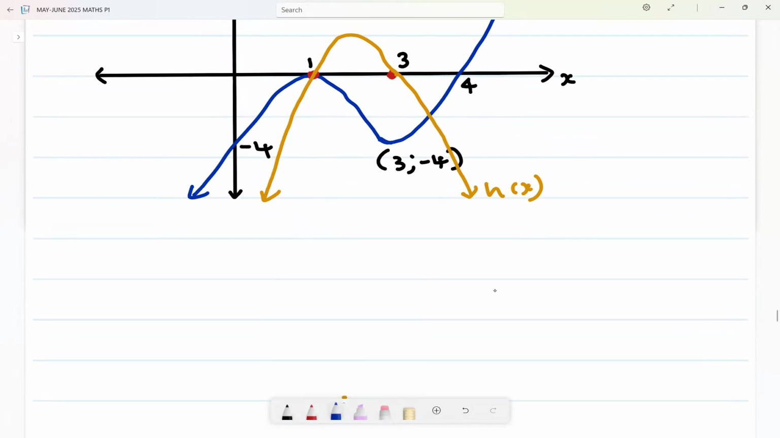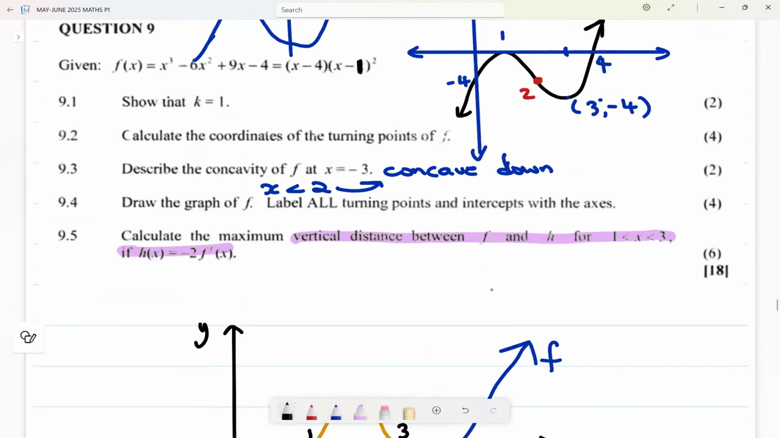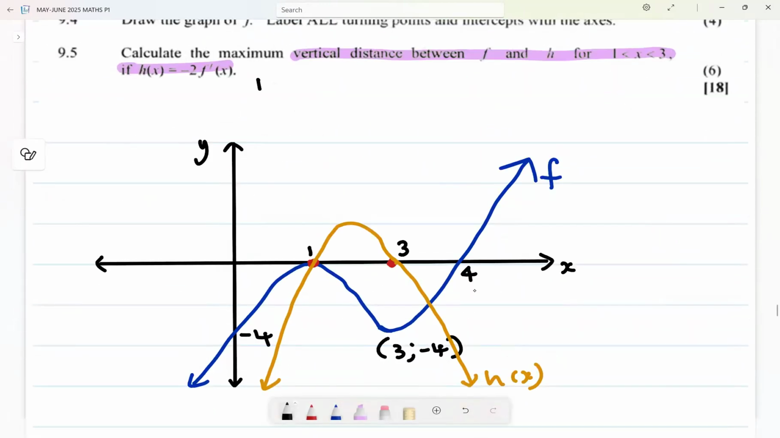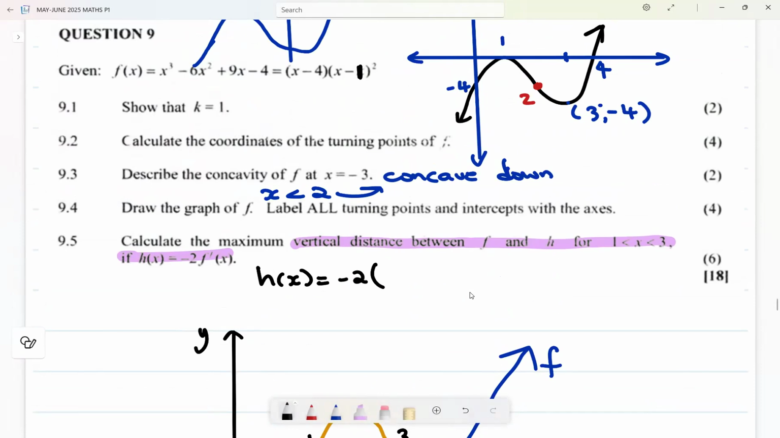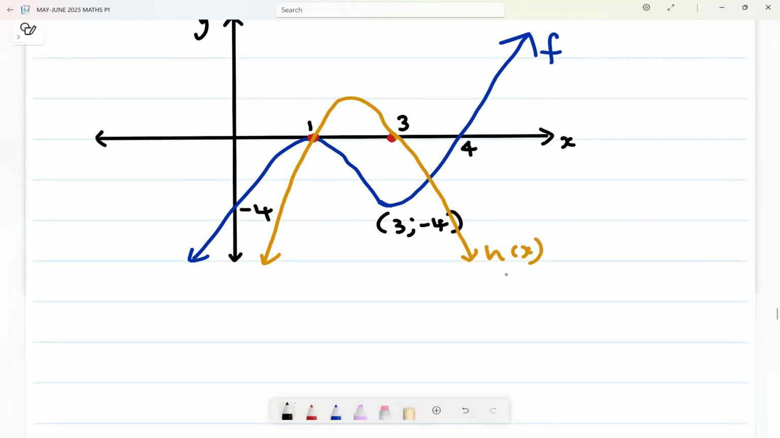Can you see that h of x is above? And also the equation for h of x is going to be negative 2 multiplied by f prime. F prime is just the derivative, which is 3x squared minus 12x plus 9, which is going to be negative 6x squared plus 24x minus 18. So this is just our graph.